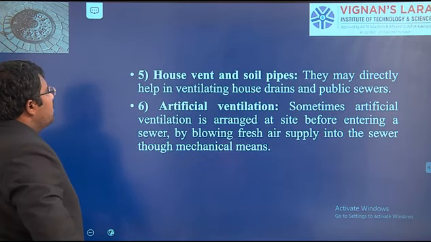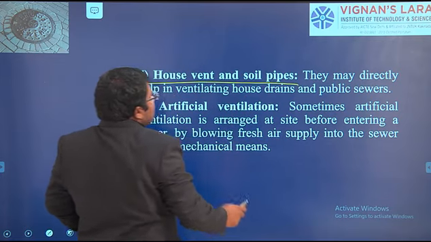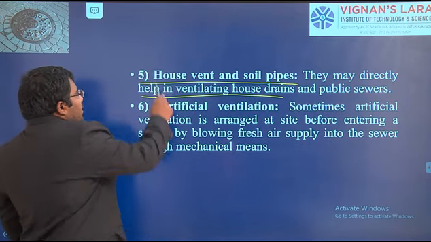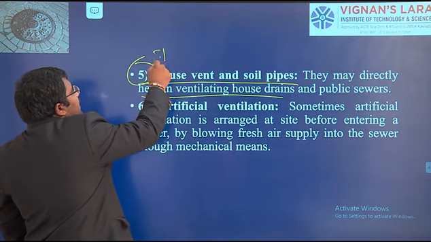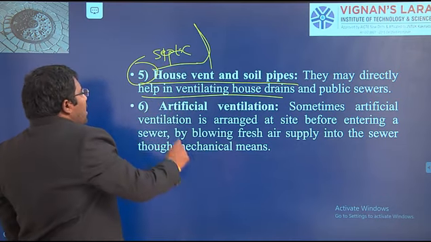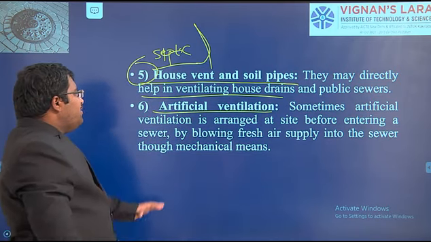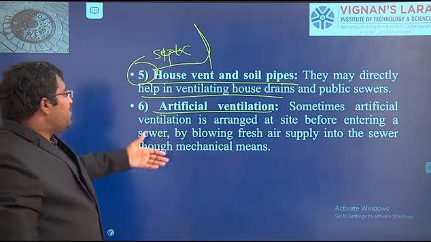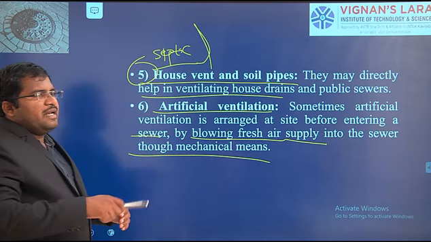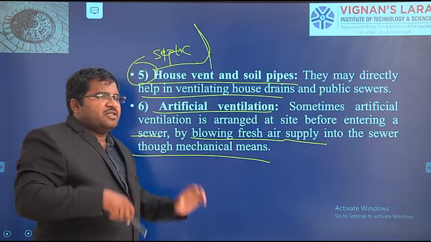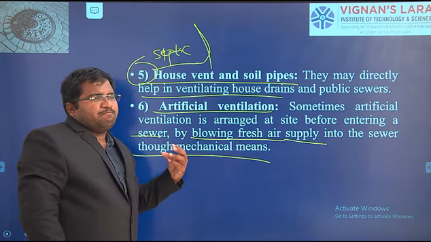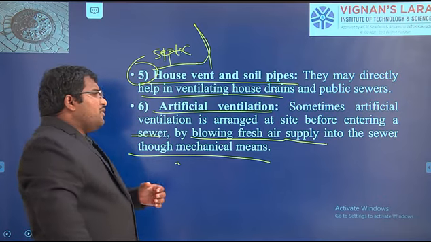Next, the fifth one, house vents and soil pipes. They may directly help in ventilating the house drains and public sewers. This is like our septic tank; for a septic tank also we provide a pipe vent like this. Next, artificial ventilation. Sometimes artificial ventilation is arranged at site before entering the sewer, by blowing fresh air into the sewer by mechanical means. We blow fresh air into the sewer so that there won't be any generation of hazardous and poisonous gases, and we can observe a good amount of oxygen there.